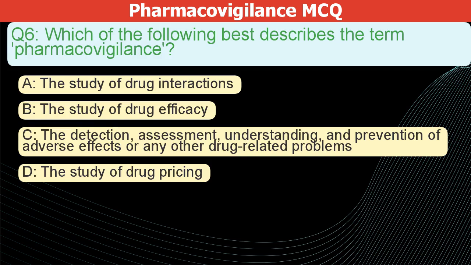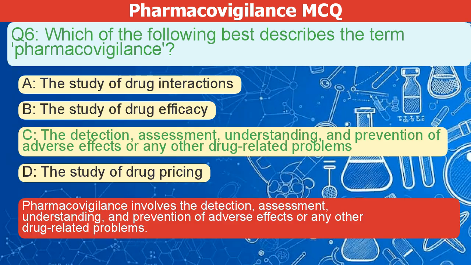Which of the following best describes the term pharmacovigilance? A. The study of drug interactions. B. The study of drug efficacy. C. The detection, assessment, understanding, and prevention of adverse effects or any other drug-related problems. D. The study of drug pricing. The correct answer is C. Pharmacovigilance involves the detection, assessment, understanding, and prevention of adverse effects or any other drug-related problems.